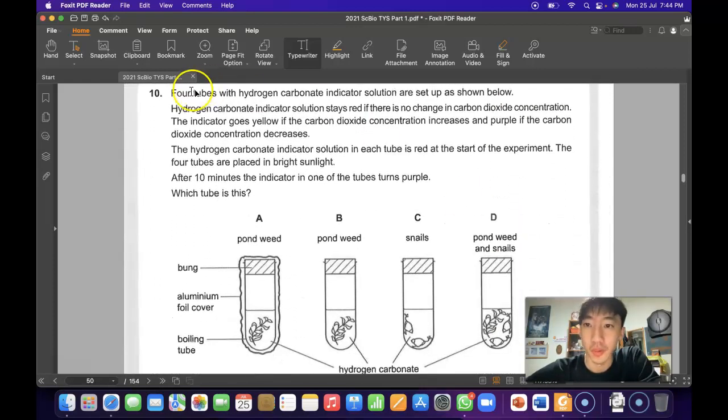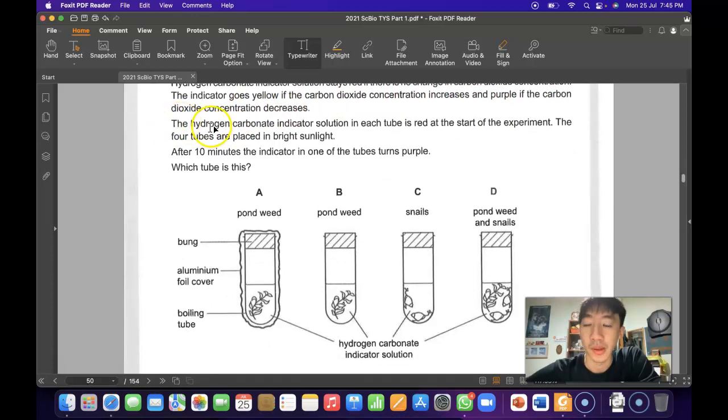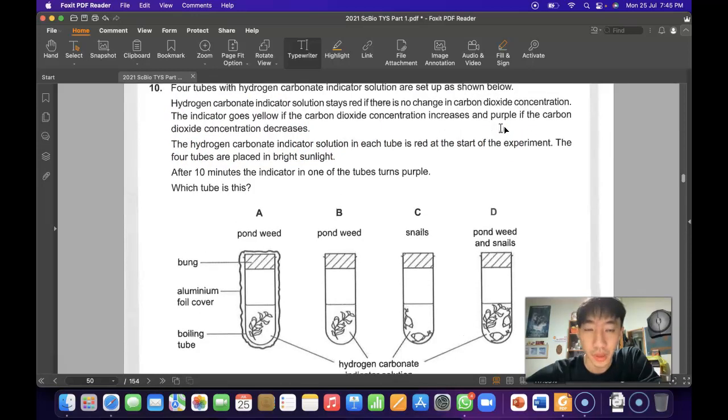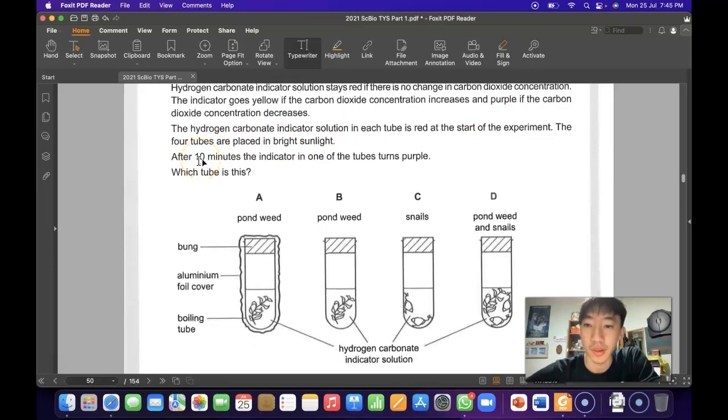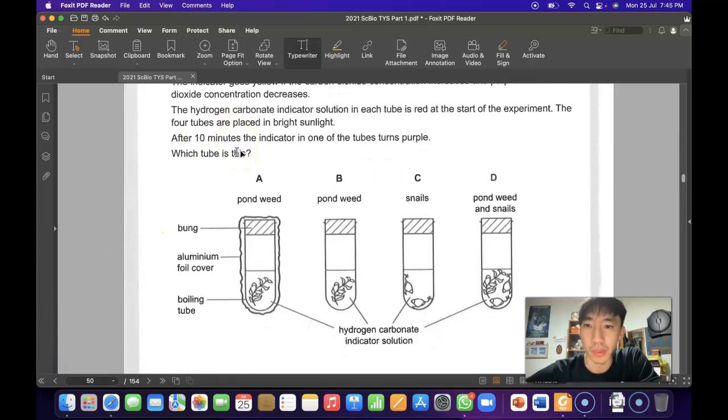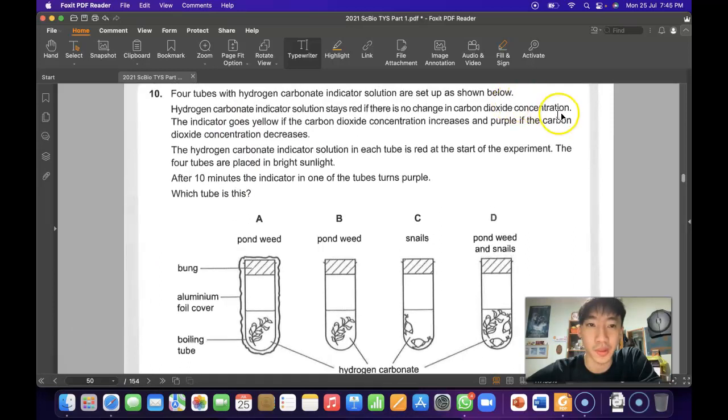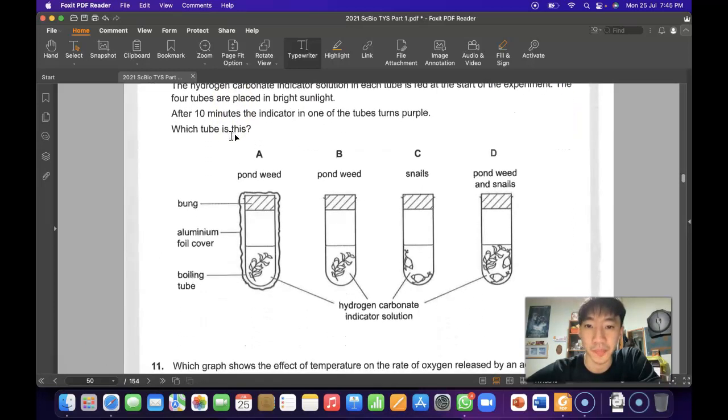Question 10. Four tubes with hydrogen carbonate. It sounds familiar. Hydrogen carbonate indicator solution stays red if there's no change in carbon dioxide concentration. The indicator goes yellow if the carbon dioxide concentration increases, and purple if it decreases. The solution in each tube is red at the start, so it is neutral. Then the four tubes are placed in bright sunlight. After 10 minutes, the indicator turns purple. Which tube is this? Purple means the carbon dioxide concentration decreased.